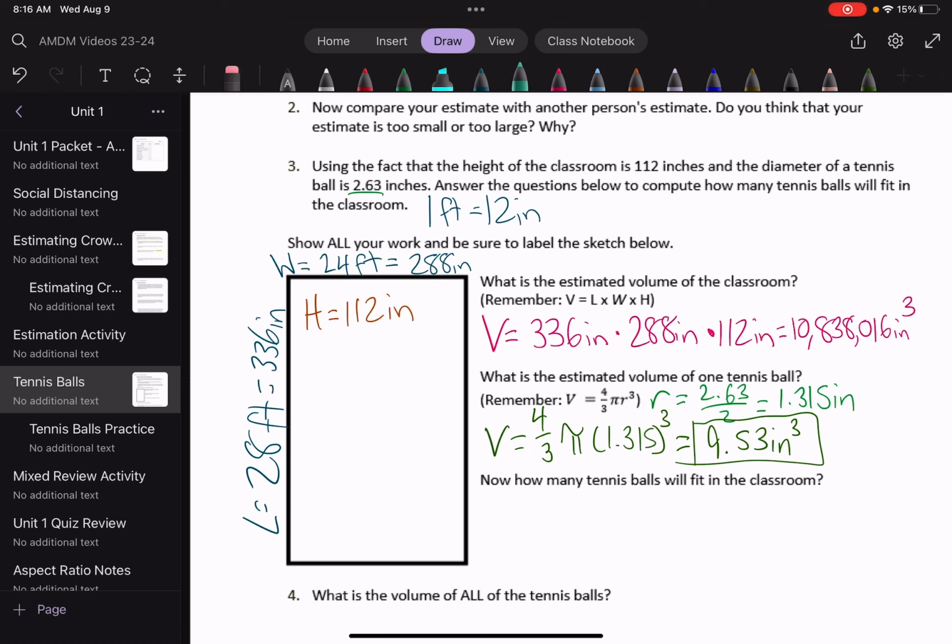And I'm going to take that to find how many tennis balls fit in there. I'm going to take my width and divide it by the diameter of the tennis balls. So I'm going to do my width, which is 288, and divide it by 2.63. And this is going to give me 109.5. But guys, I can't have that 0.5 of the tennis ball. I can only fit a whole number of tennis balls in there. So I'm going to say that my width can hold 109 tennis balls.